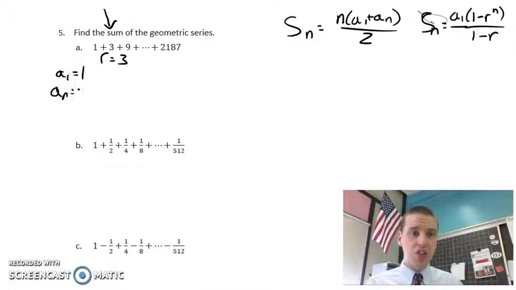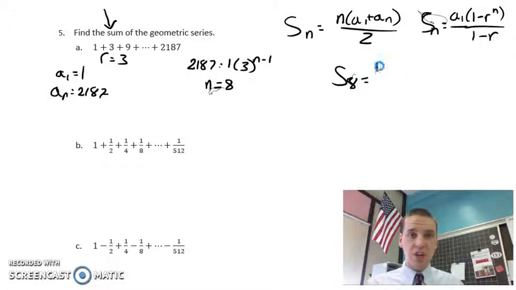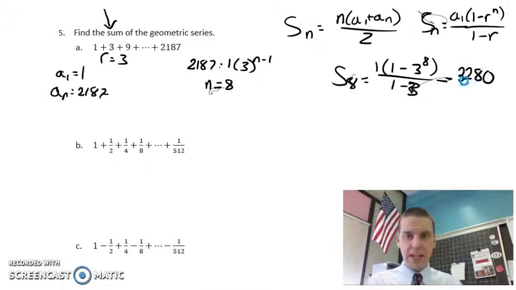We don't know what term 2187 is, so we have to use our formula for that. 2187 equals 1 parentheses 3 to the n minus 1. And then using our calculator, we will get that n equals 8. And now, knowing our first term and our ratio, we can find the sum. The sum of those 8 terms equals our first term times 1 minus 3 to the 8 all over 1 minus 3. Excuse me, I don't know why it's not working. And the answer is 3,280.